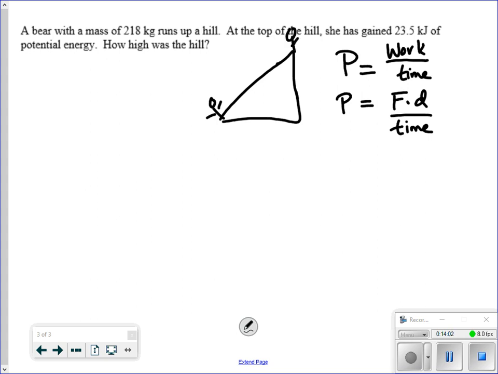All right, so here's the bear again. And if you think about it, what did the bear do? The bear went up a height and it gained potential energy, right? Gained some gravitational potential energy. And if you think about the formula for that, that is the same as the force of gravity. This is the same as distance.